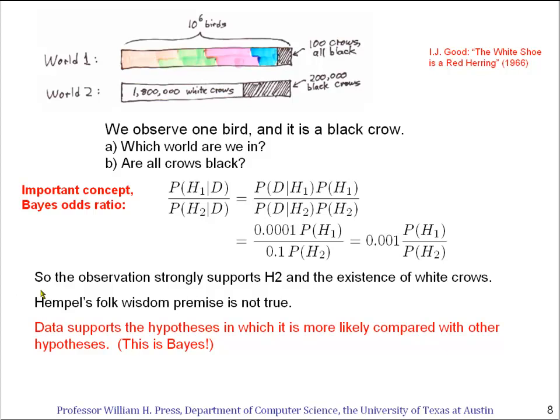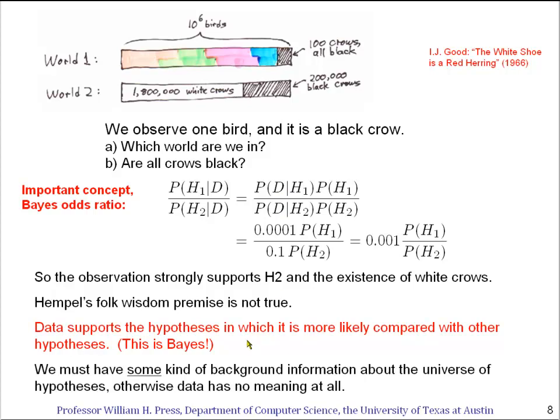What is true is that data supports the hypotheses in which the data is more likely compared to other hypotheses in which it is less likely. And that's exactly the content of Bayes, that completely independent of what we take as the priors, this ratio says that if the data is more likely in H1 than it is in H2, then the data will support H1. And if the data is less likely in H1 than in H2, the data will support H2.